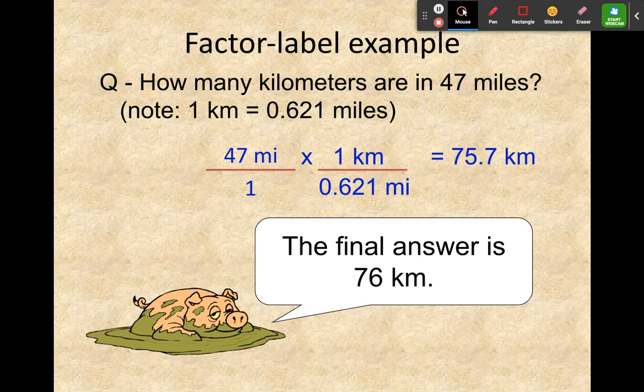If I asked you for that answer in sig figs, what does the pig say? 76. Because which one determines your sig figs? 47 determines your sig figs because your conversion factor is an exact number.